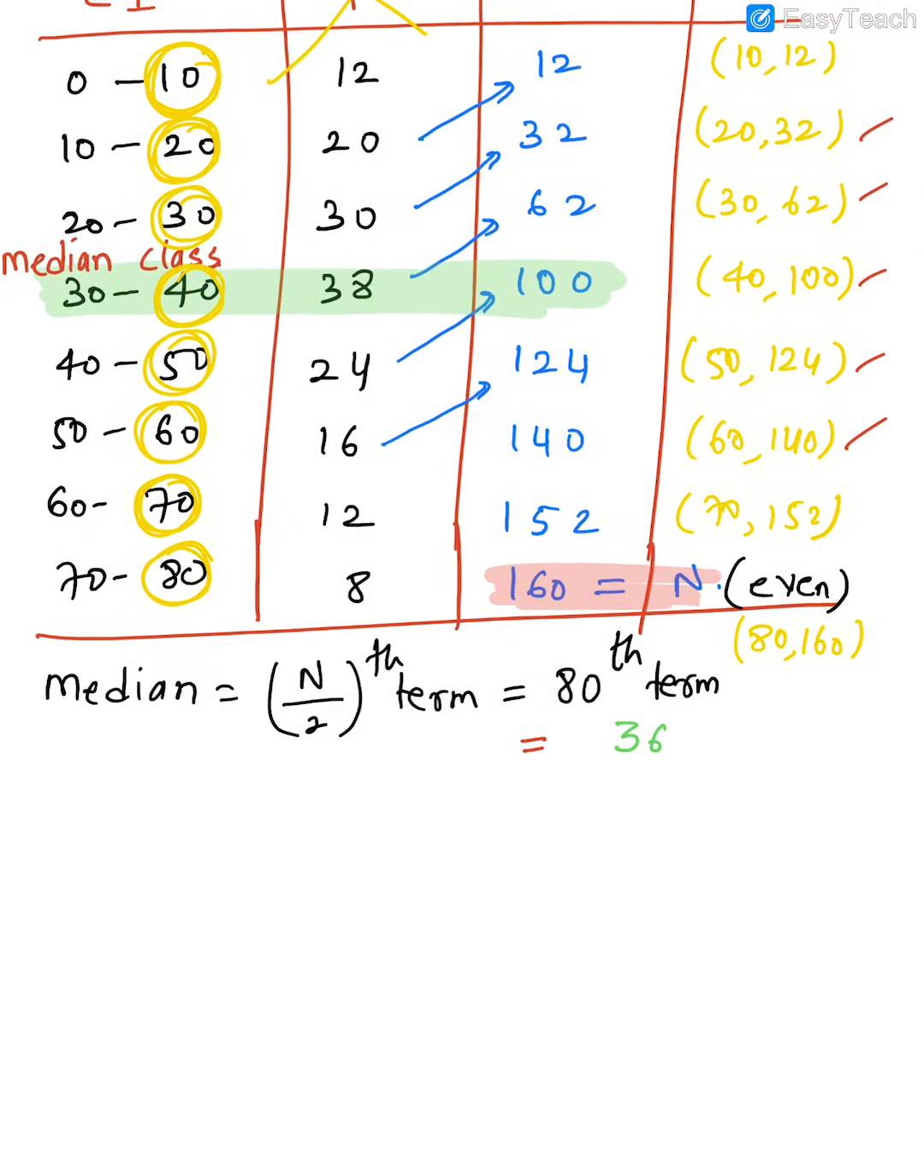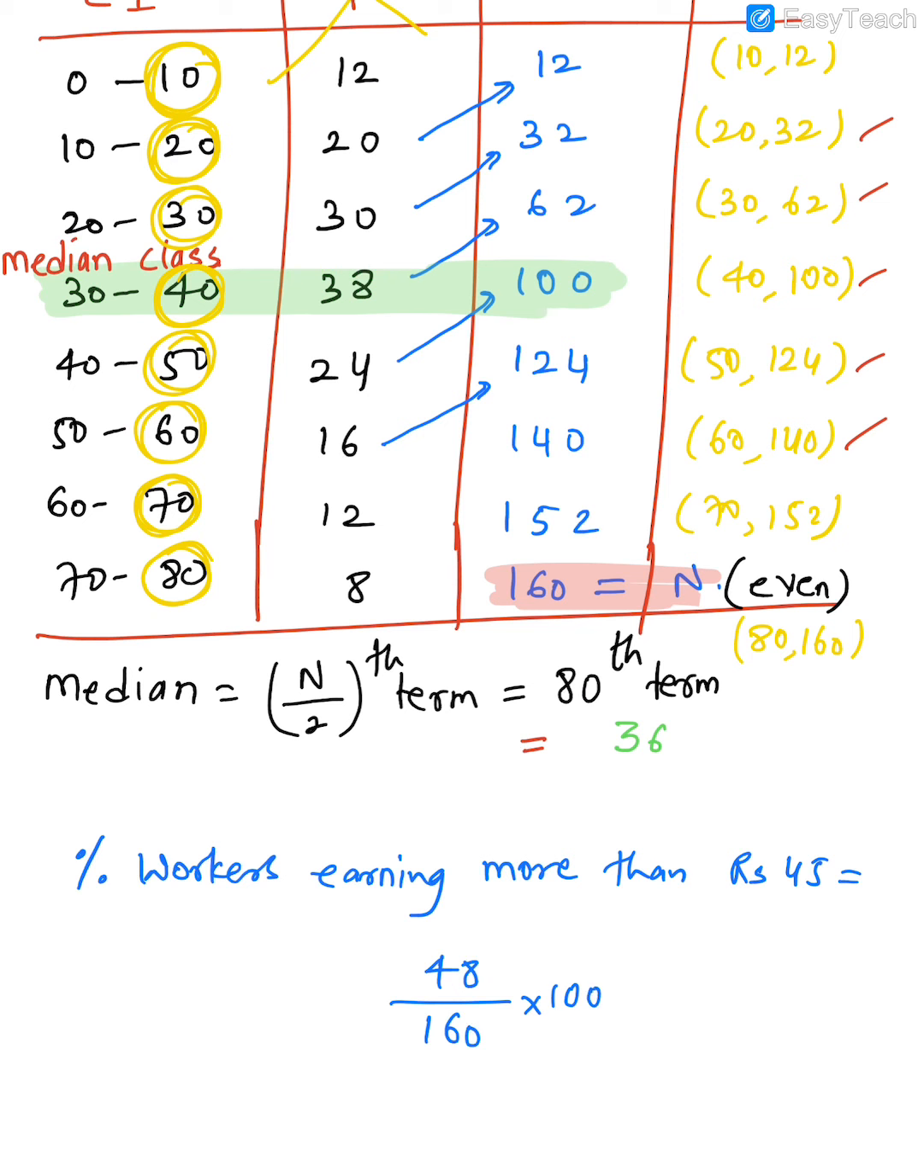For finding the percentage, guys, what we need to do is: percentage of workers earning more than rupees 45 is equal to 48 people upon 160 into 100. So 16 tens are 160, 16 threes are 48, and the zeros cancel. So it'll be 30%. Okay, that's all guys, we are done with this.